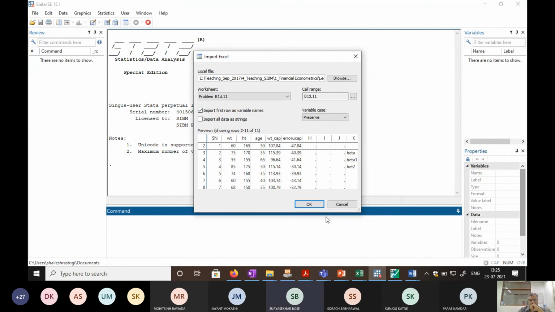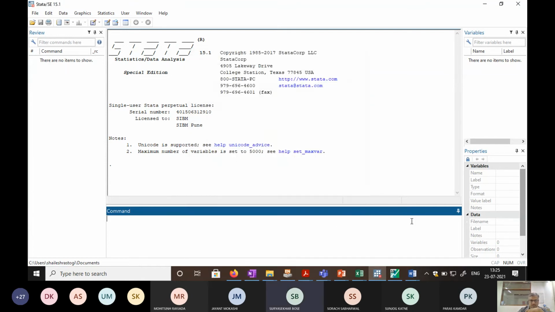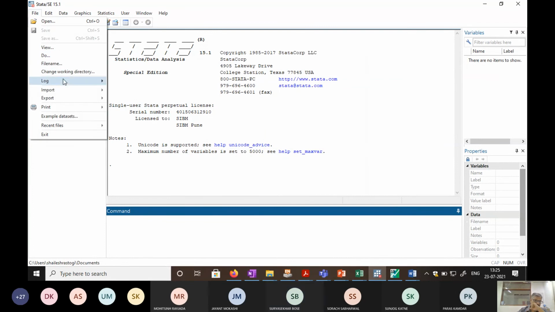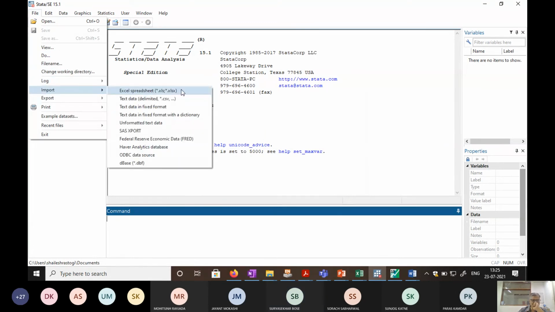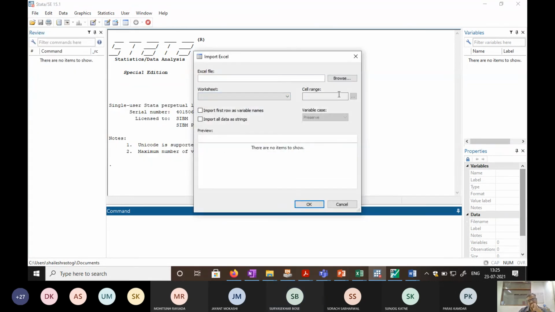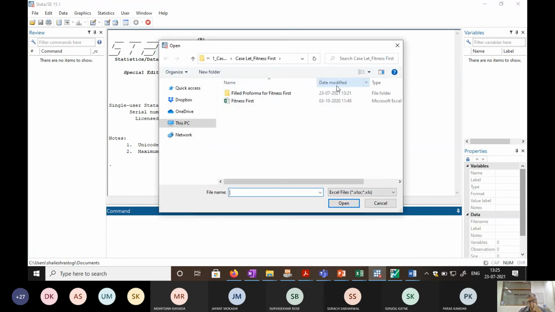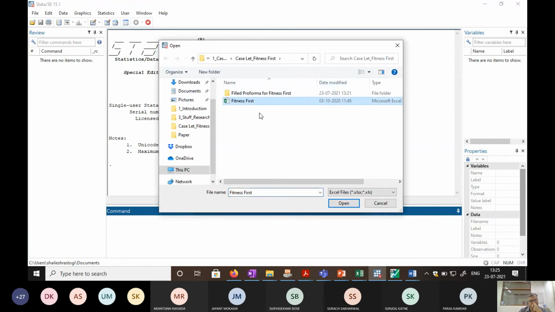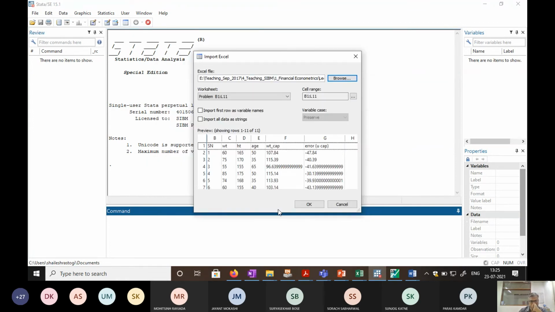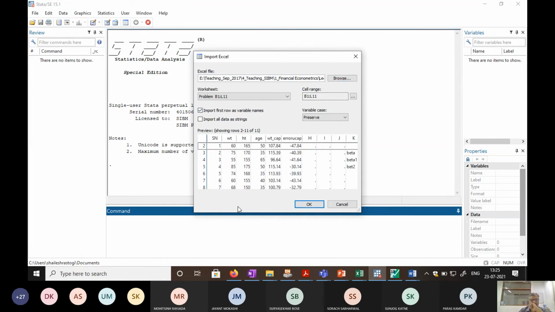Sir, can you please repeat this part once again? I was downloading the file. So what I'm saying: after opening Stata, go to File, Import, Excel spreadsheet, browse wherever your location is, select, open. And once you have done this, don't forget to click import first row as variable names. Are we good to go?